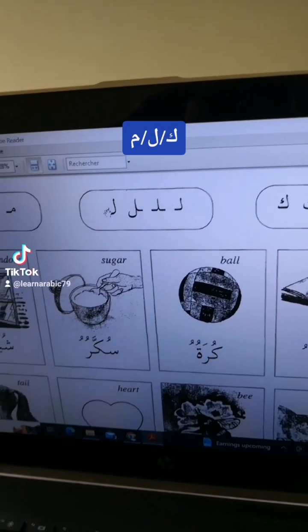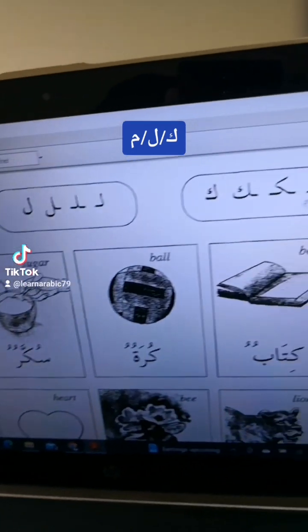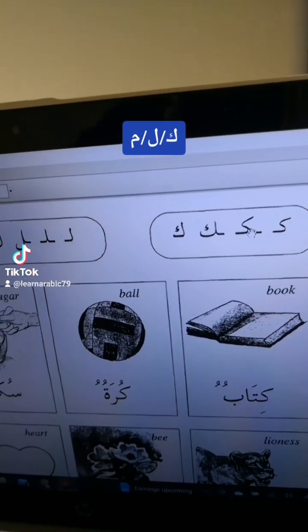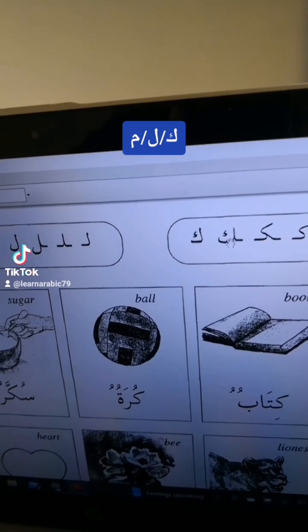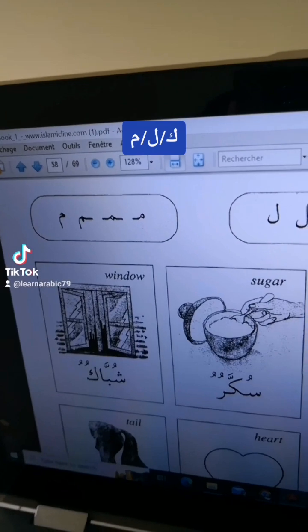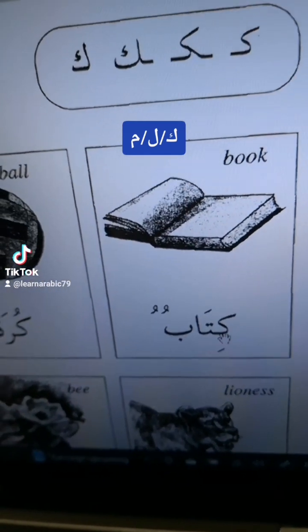The letters kaf, lam, and mim in Arabic. Okay, so we'll see kaf at the beginning, in the middle, and at the end of the word. The same for lam, the same for mim. So for kaf at the beginning, this one.